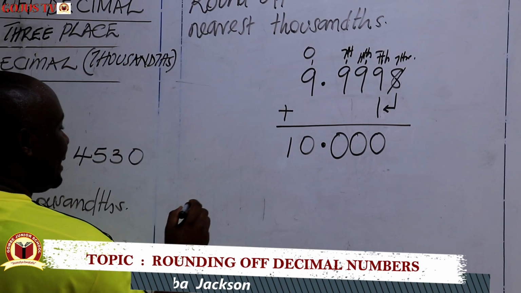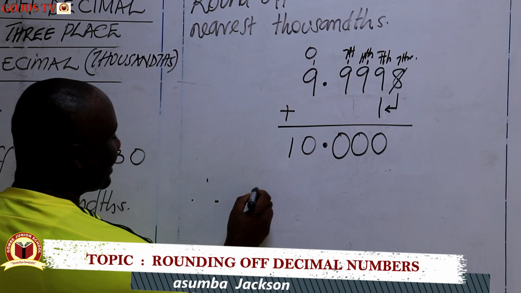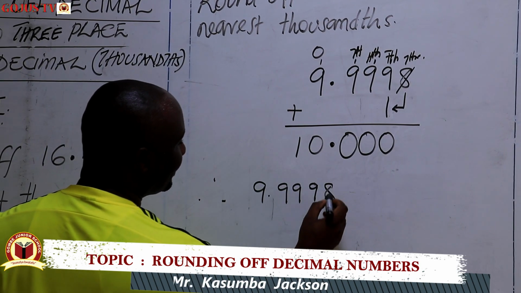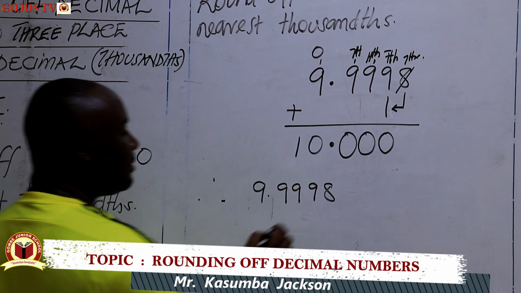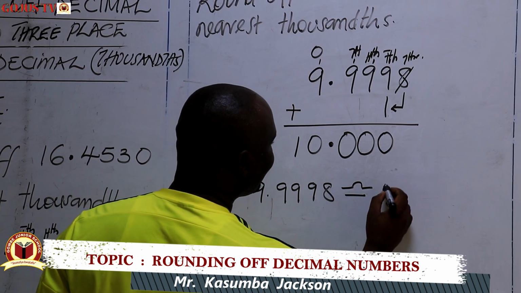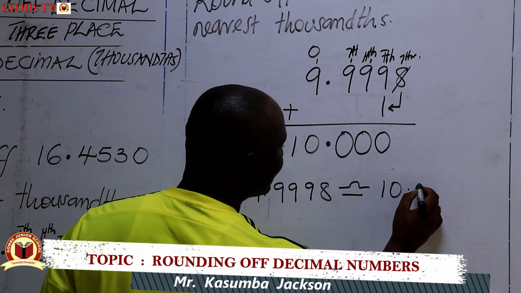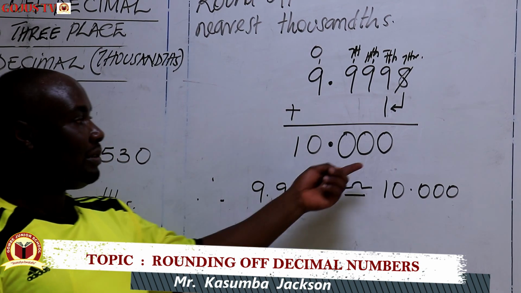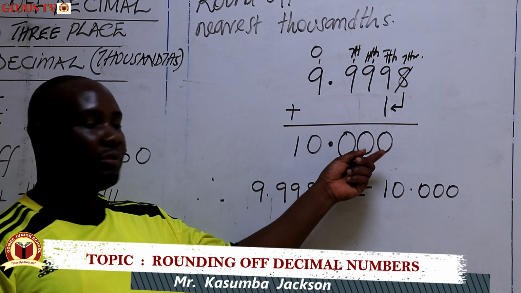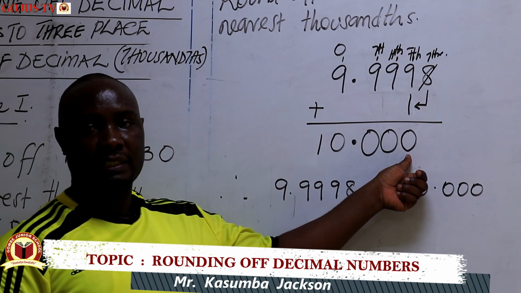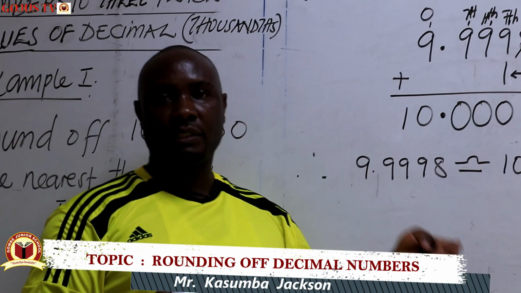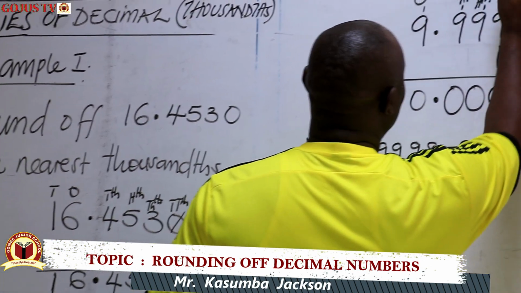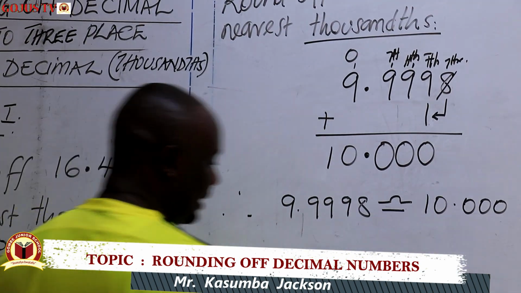So when I'm rounding off 9.9998 to the nearest thousandths, my answer is going to be approximately 10.000. Why do we have to write these zeros? Because we need to keep the place value we are told to round off to. That is the nearest thousandths. In other words, I would just write 10, because 10.000 would equally mean 10. But to respect the question to the nearest thousandths, all these zeros must be written.